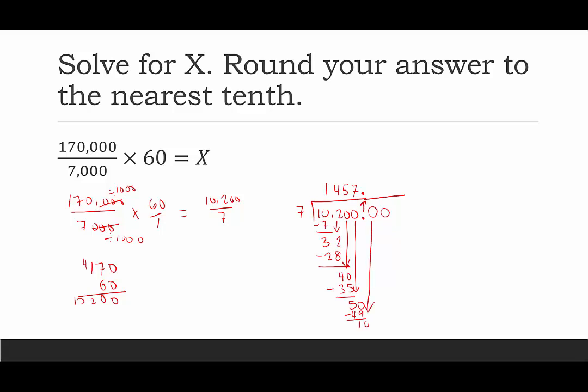Bring down that tenth, and we have 7 into 10 goes in once. I'm running out of space, so I'm going to go over here. That would be 10 minus 7 is 3. We're going to bring down that 0. 7 goes into 30 4 times. And then we can stop there because we just needed to know the 4. We don't actually care about the rest of the quotient there. So what does this tell us? The 4 tells the 1 in the tenths place to stay the same. So we're going to say that x is approximately 1,457 and 1/10.